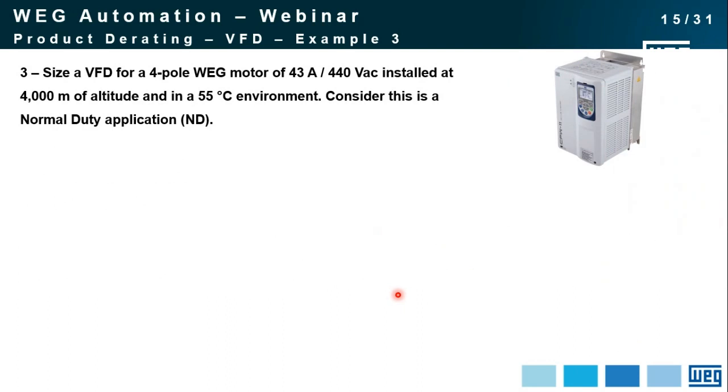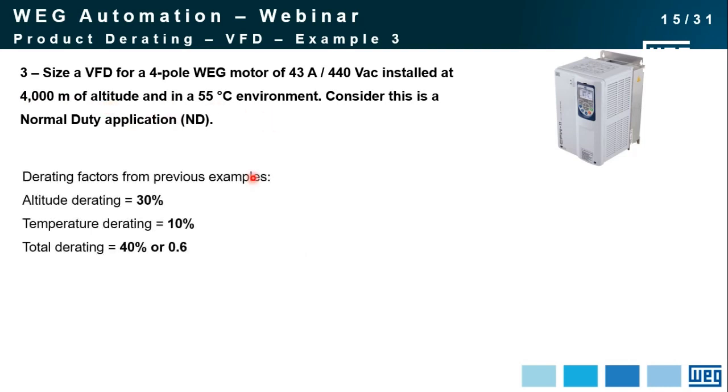Last example for VFDs. You might ask yourself, what about an application where we have both derating factors, the altitude and the environment, so 4,000 meters and a 55 degrees Celsius environment? In the previous examples, we have learned that the altitude derating is 30% and the temperature derating was 10%, so the total derating would be 40%, or the factor would be 0.6 if you sum them.